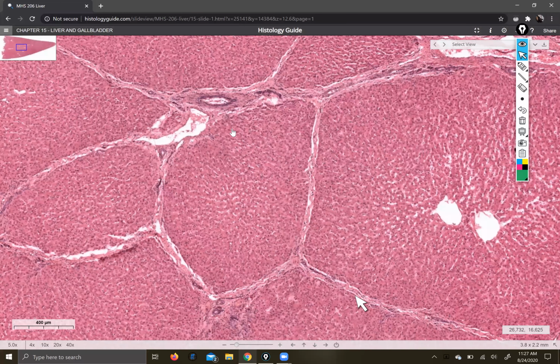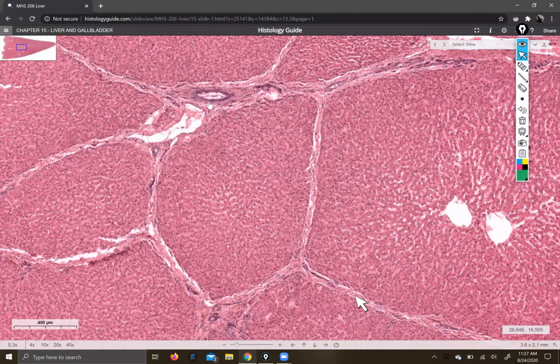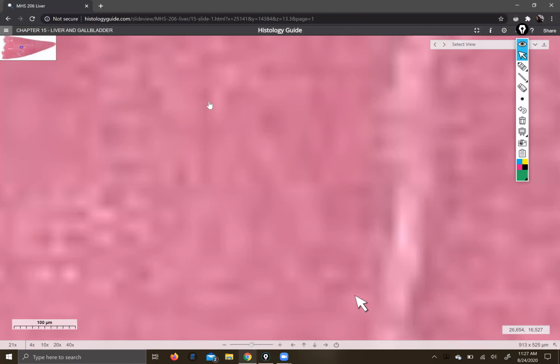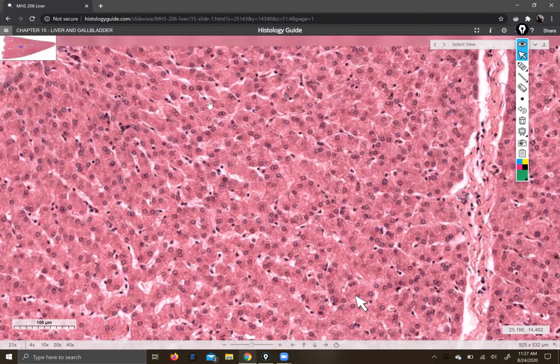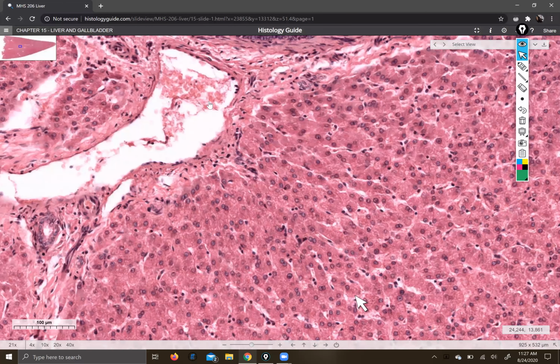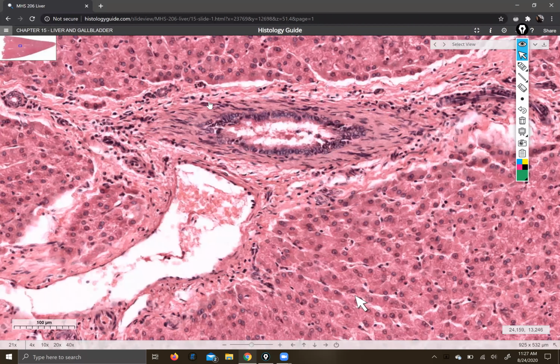Let's see if there's anything else here. That's a nice bile duct. Let me show you that epithelium. So the epithelium is a little bit clearer in this image. You can see that it's very cuboidal. See that? And then you can also see the faint cilia that are going to help move the bile along.